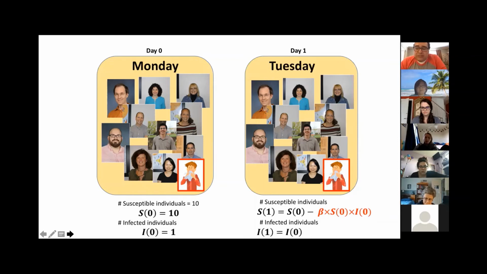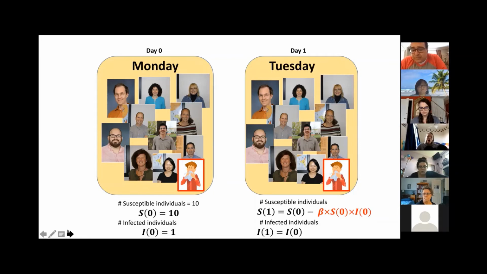Now, we need to find a way that represents what it means to transmit a disease from one individual to another. We do that in mathematical biology by using multiplication, which is why you see S of 0 times I of 0.